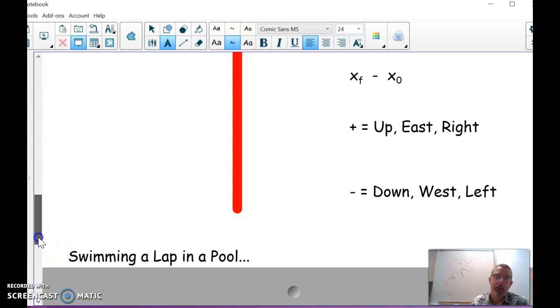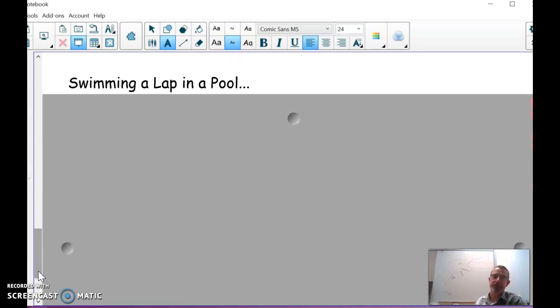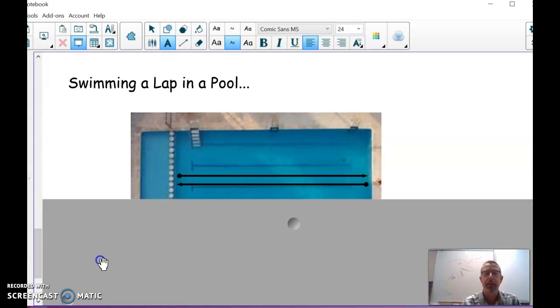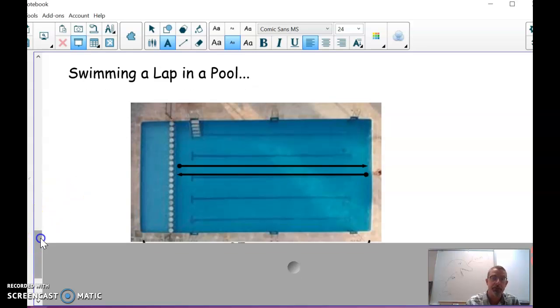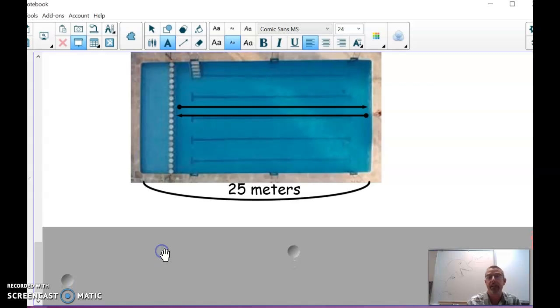Okay. Now, let's contrast a distance versus a displacement here. If I were to swim a lap in a pool, I'm going to swim, in this case, to the right. That's going to be a positive displacement, and then to the left. Now, in this case, my distance traveled is going to be, let's say, 50 meters, because it would be 25 meters this way, 25 meters back. That would be a distance. But my displacement would actually be 0, because my final position is exactly the same as my initial position.